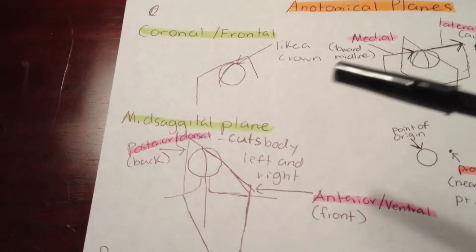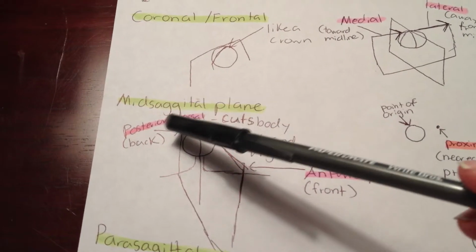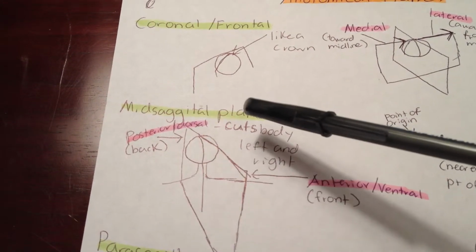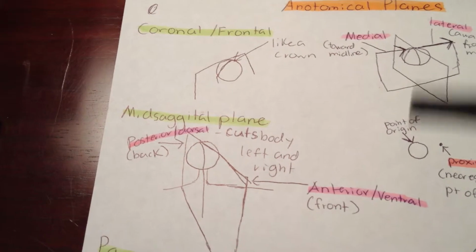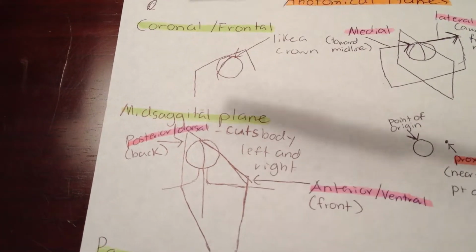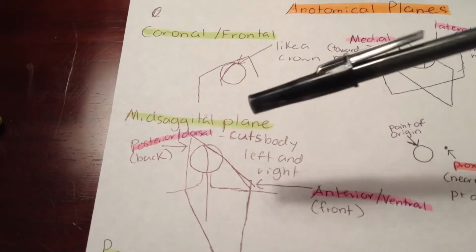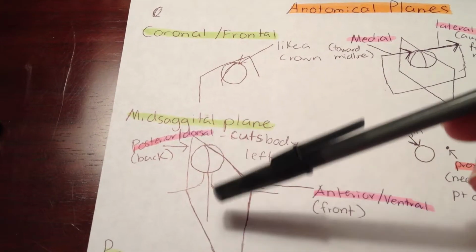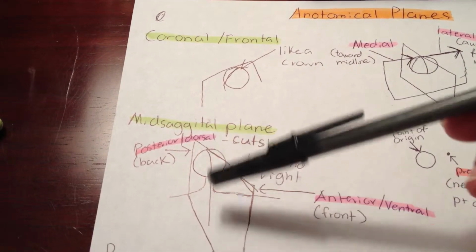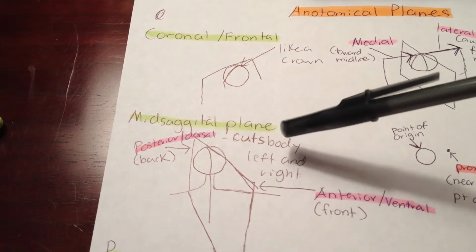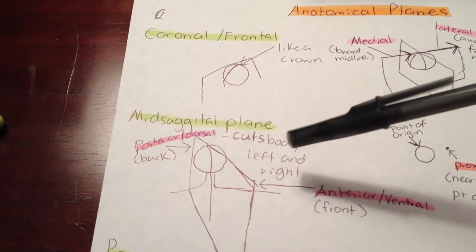Ignore the terrible drawings. This is the mid-sagittal plane. This is perpendicular to the coronal frontal plane. It's just a line going directly in the middle of your body, and it cuts the body left and right.